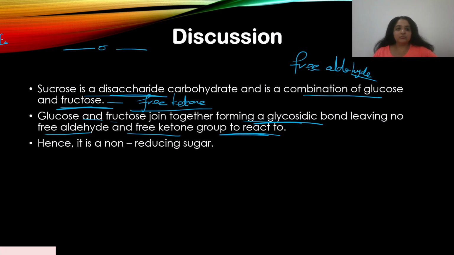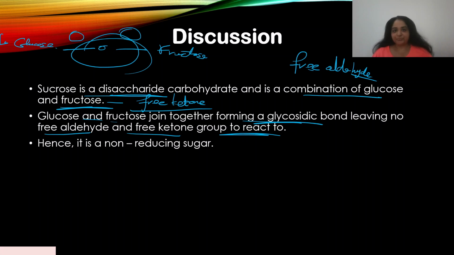This is glucose, sorry, and this is fructose. They form a glycosidic bond over here. That means they don't leave any free aldehyde group over here or free ketone group to react with anything else. So when there are no free aldehyde or free ketone groups, that means they are non-reducing sugars. That means no other reaction can take place between them. So the combination of glucose and fructose together forms sucrose. Sucrose as such, if you look at the whole structure, is a non-reducing sugar.